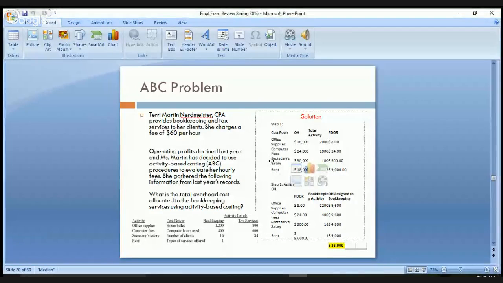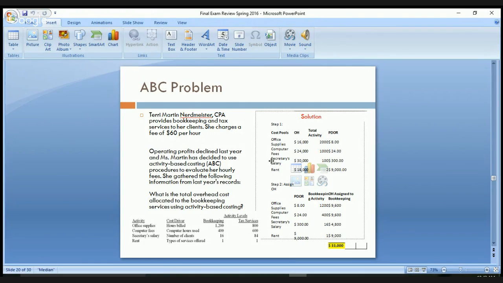So we're starting off with the ABC problem where the CPA has four different activities that he wants to spread their cost across, which is office supplies, computer fees, secretaries, and rent. It's driven by the hours billed, the computer hours used, number of clients, and type of services. So the first thing you're going to do is determine what your overhead rate is.